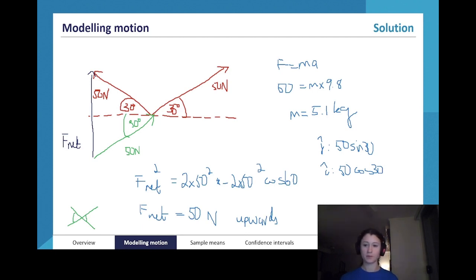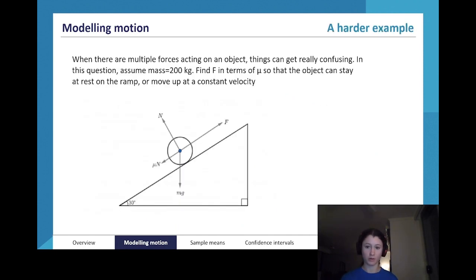Alright, so yeah, feel free to use either the components method or the vector resolution method, depending on what you're more comfortable with. Alright.